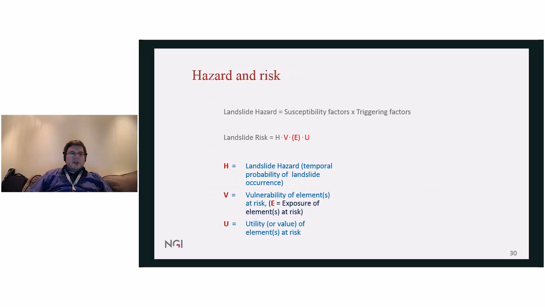When we do hazard and risk evaluations, there are some methods that do semi-qualitative or semi-quantitative evaluation, but always based on the same concepts. So risk is evaluated as the product of hazard, vulnerability, and the value of elements at risk. Furthermore, hazard can be defined as the product of susceptibility factors or conditioning factors times triggering factors.